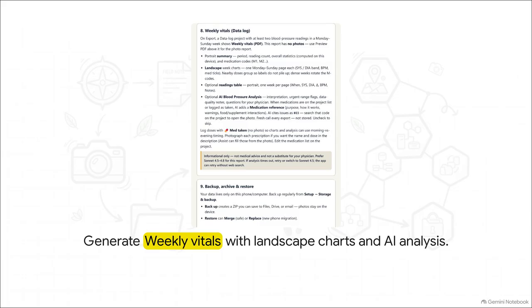And if you happen to be using the data log specifically for health tracking, WisePhoto handles your weekly vitals brilliantly. If you log at least 2 blood pressure readings in a Monday to Sunday week, it automatically generates a highly specialized PDF. It actually drops the photos entirely and creates these beautiful landscape charts showing your systolic and diastolic bands, your heart rate, and even little ticks showing exactly when you took your medication. And if you have the AI enabled, it even appends an informational analysis of your readings and medication interactions, flagging potential issues for you to discuss with your doctor.